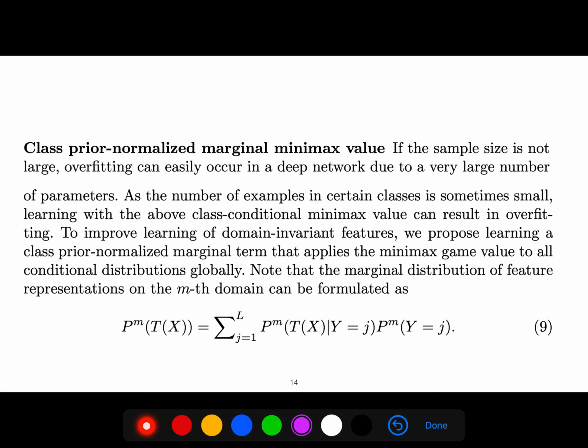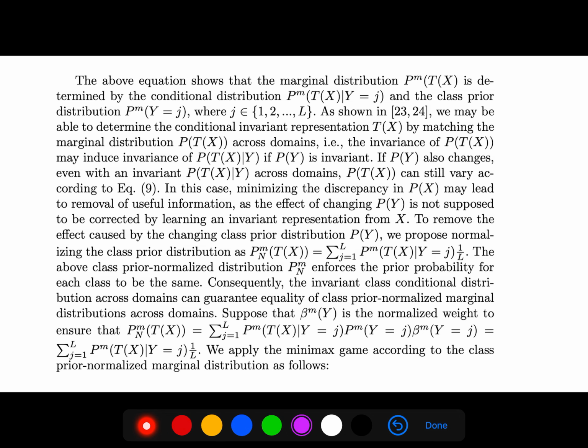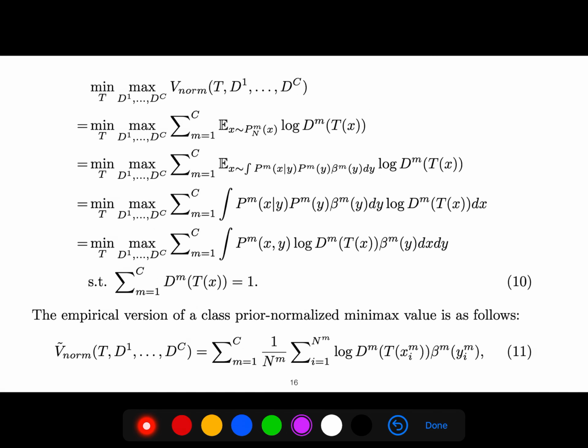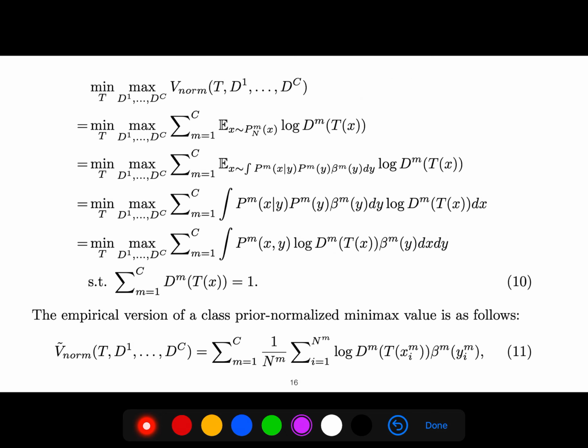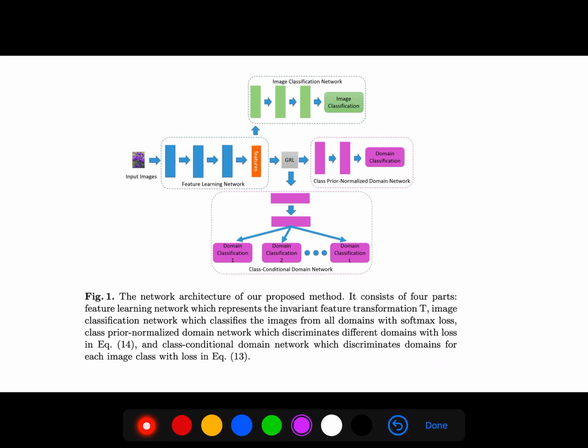To improve the learning of domain invariance, we propose learning a class prior normalized marginal term that applies the minimax game value to all conditional distributions globally. So that equation shows that the marginal distribution is determined by the conditional distribution and the class prior distribution. The empirical version of the class prior normalized term is now this. So we have beta here.